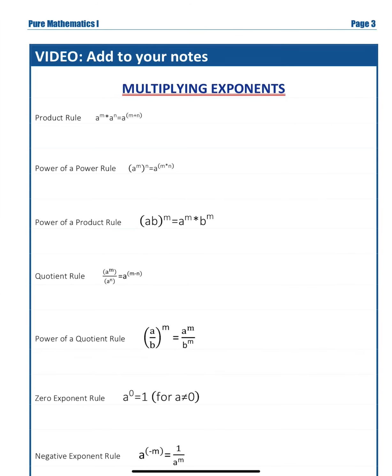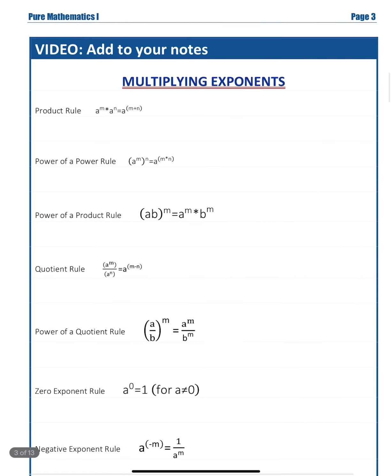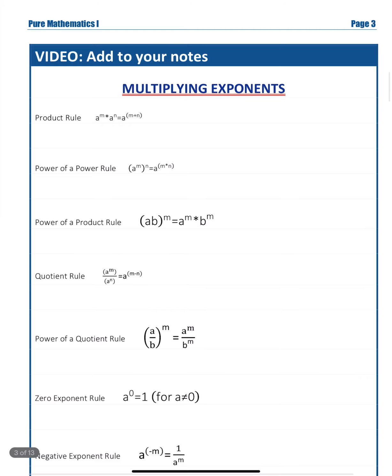In this video, let's look at multiplying exponents. Just to remind you again, this is a prerequisite for chapter 1, so this is something that you need to know coming in. This is just a review. I'm just going over the exponent rules in here. So we can start with the first one.